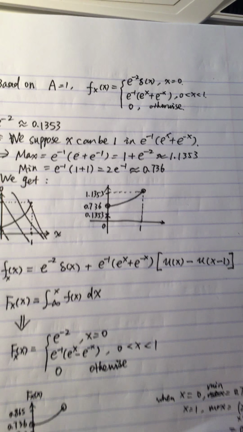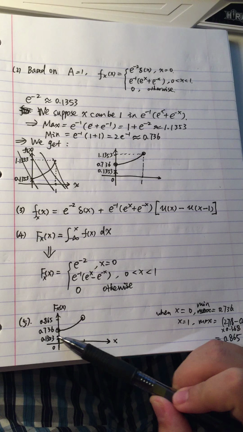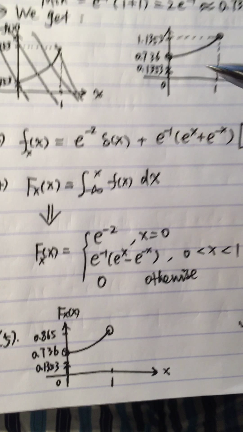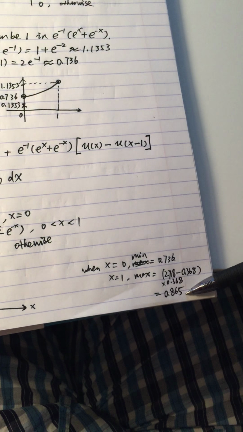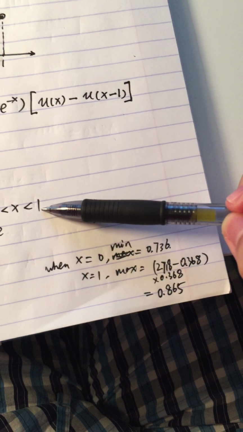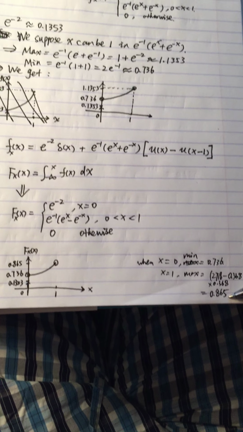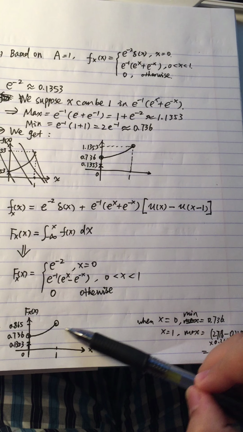And for the last question, sketch Fx, we can easily find that there is an impulse like this, and in this equation the maximum is at x equals 1 and the minimum is at x equals 0. That means 0.865 and 0.736.